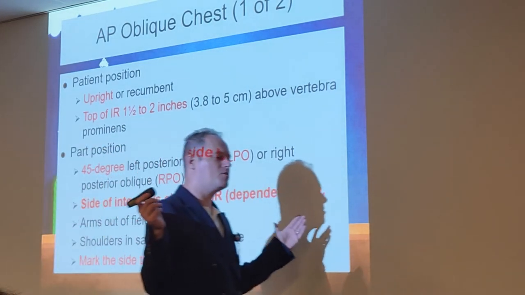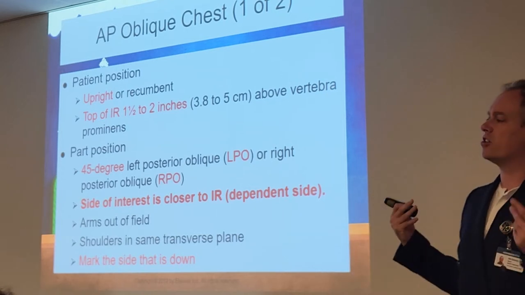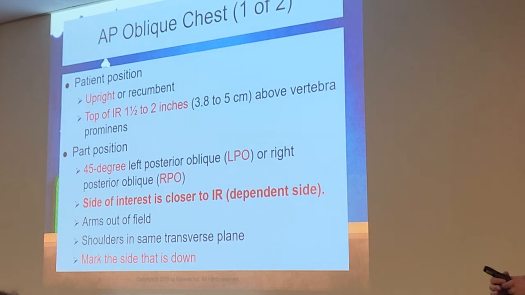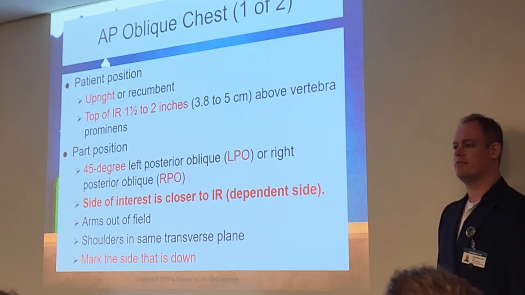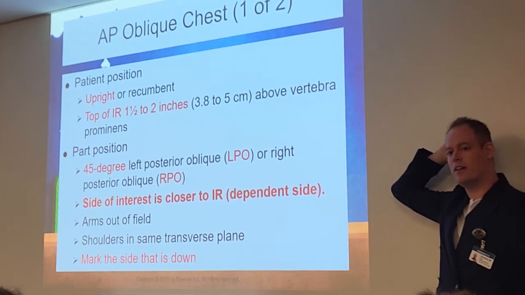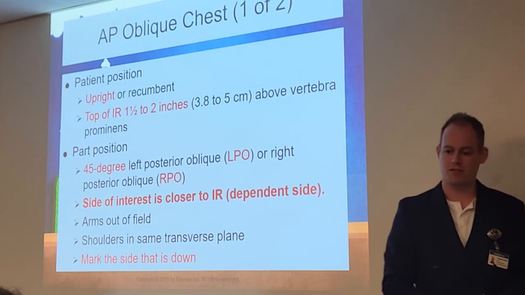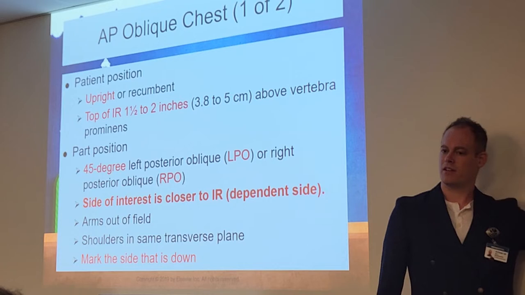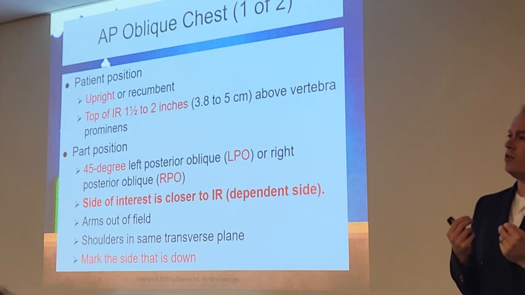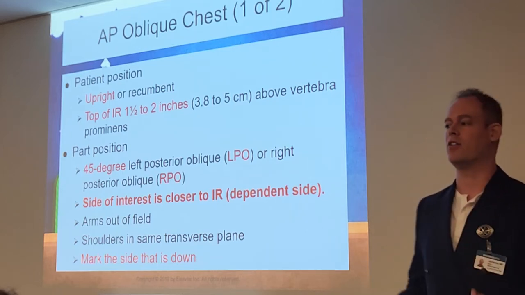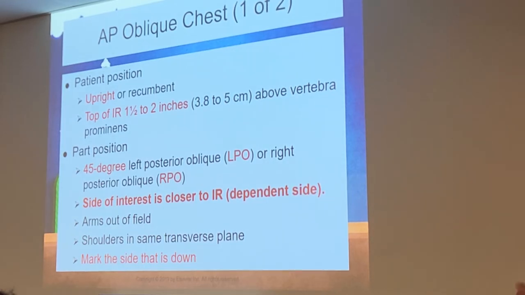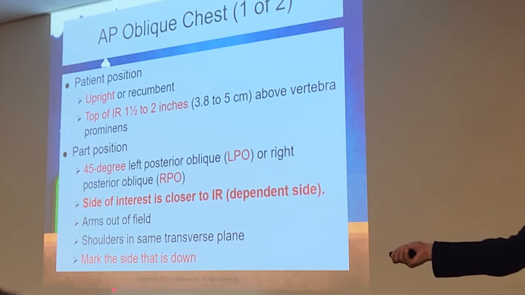Now, as we talk about arms, remember how I said when it comes to arm positioning, whatever lung we are focused on, whatever the star of the show is, that's the arm we want to move out of the way, correct? So if I'm in an RPO, which arm's above my head? What are we looking at in an RPO? The right lung, so I want the right arm up out of the way, left arm behind the back. LPO, now the left lung is the star of the show, left arm up, right arm behind the back. Remember, whichever lung you are visualizing on those obliques, that's the arm that needs to be pulled out of the way above the head to make sure that humerus is not overlapping that lung of interest.